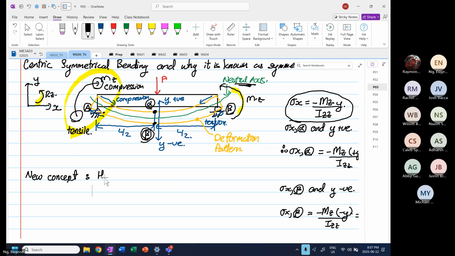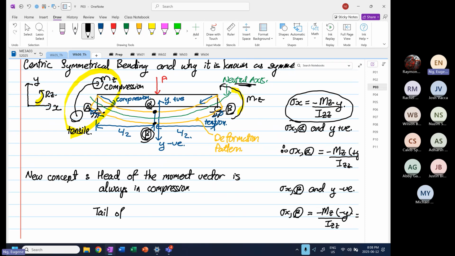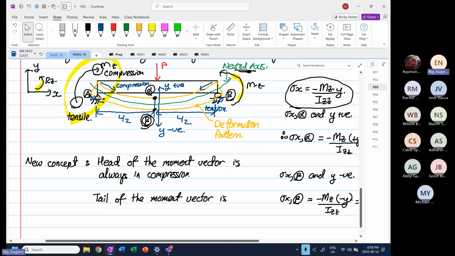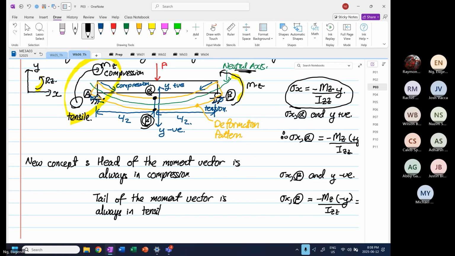The head of the moment vector is always in compression, and the tail of the moment vector is always in tensile. Are we clear?